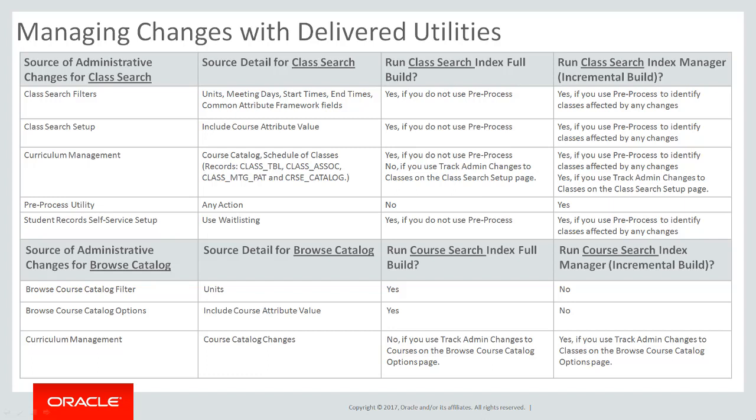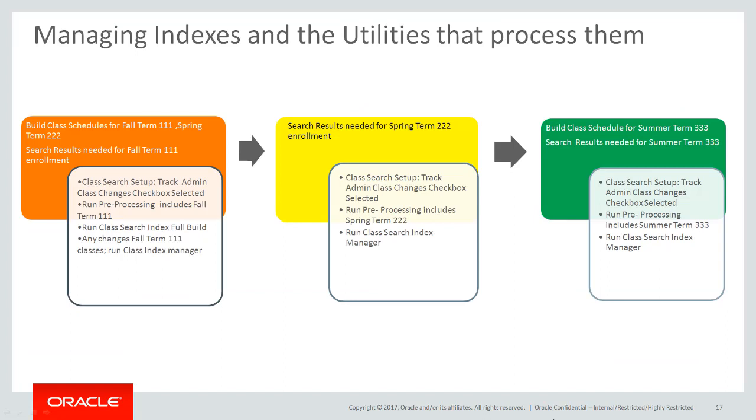In addition, we provide dynamic checking on enrollment capacity, waitlist capacity, and total number of seats and/or places available, and provide information accordingly, again, without having to run the class search index manager. Proper planning for running utilities is an important aspect of managing search results accurately and avoiding downtime.